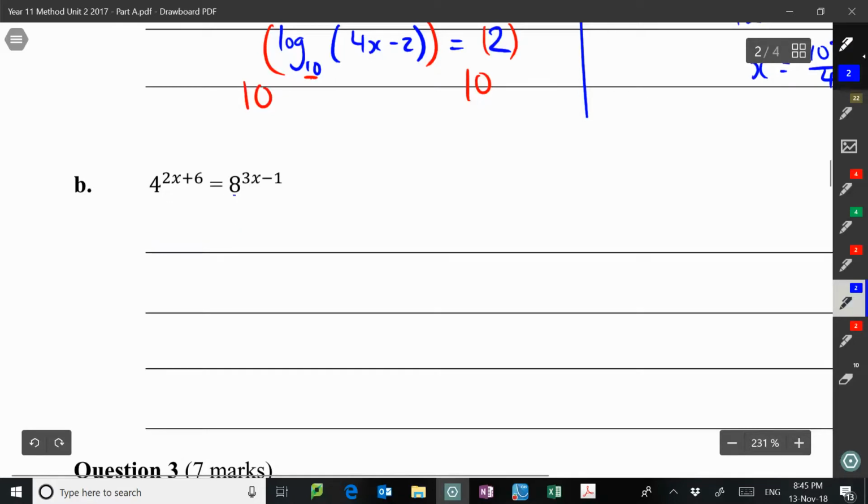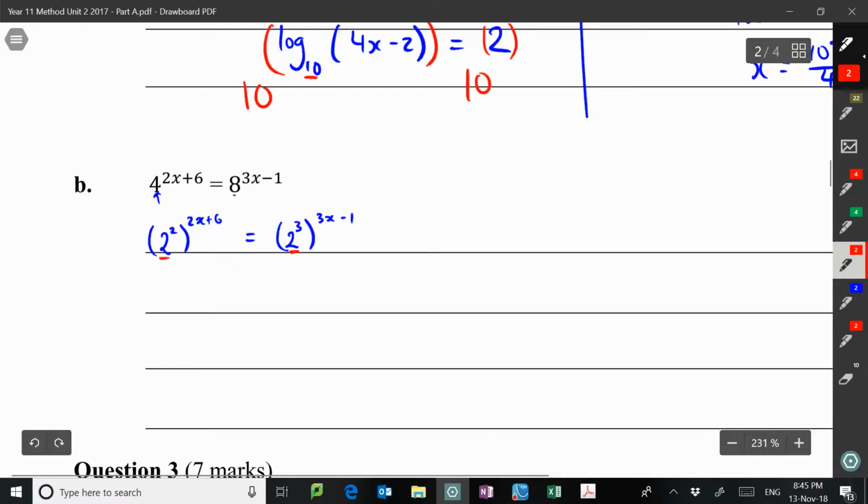So what you were meant to do is break the 4 into its prime factors. See, 4 is the same thing as writing 2 squared. Agreed? Now, if 2 squared is 4, well, it's currently 4 to the power of 2x plus 6, so it's 2 squared to the power of 2x plus 6. This is equal to, now 8, instead of writing 8, I can write 2 cubed to the power of 3x minus 1. Why did I do that? Because now it gives me the same base. I have 2 and 2.